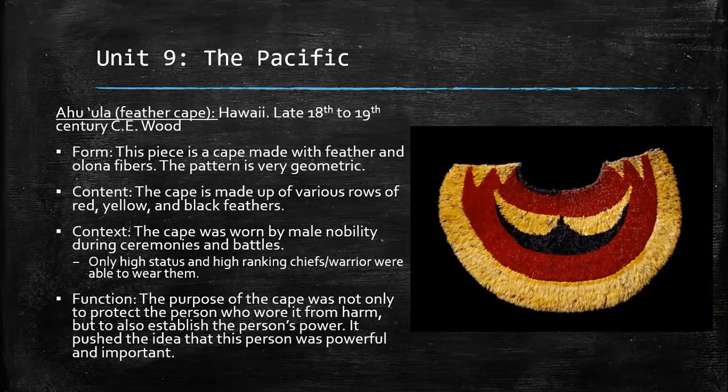Now for Unit 9, we have the feather cape from Hawaii. This was a cape that was worn by leaders, warriors, chiefs, and any other elites in Hawaii. Not only was the cape used to protect the wearer from harm, it was also used as a way to display the importance of the wearer. The cape was made out of scarce feathers and colors, making it a valuable item. So, in a way, the cape is used to push this idea to the other person that the person wearing it was valuable as well.